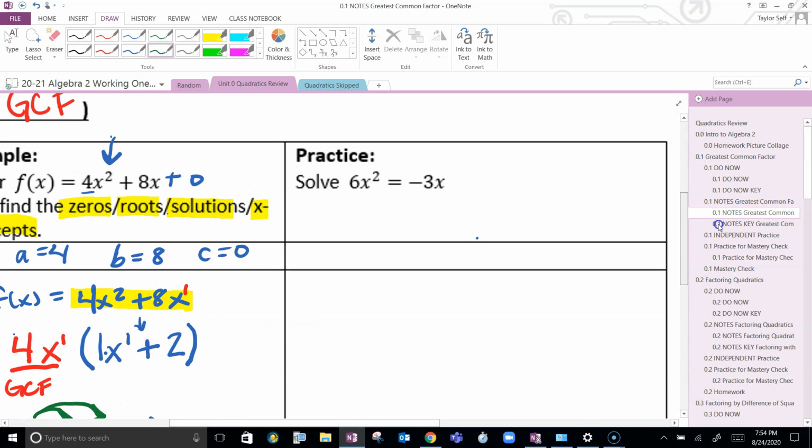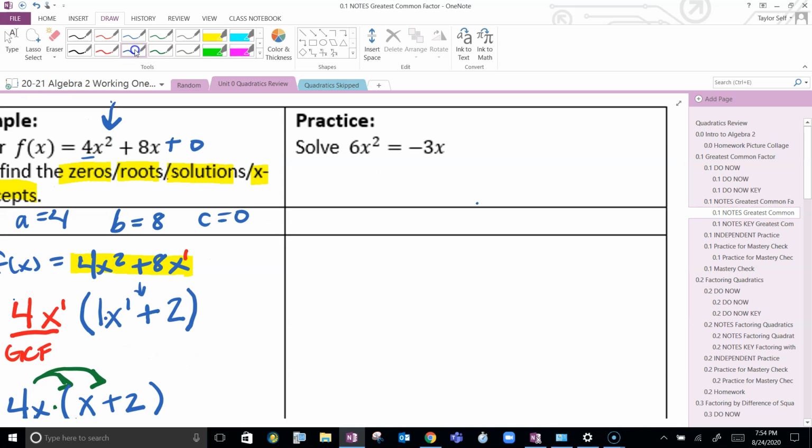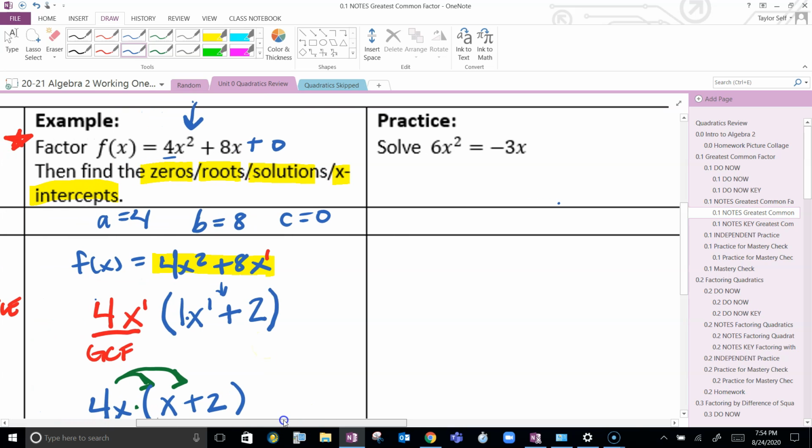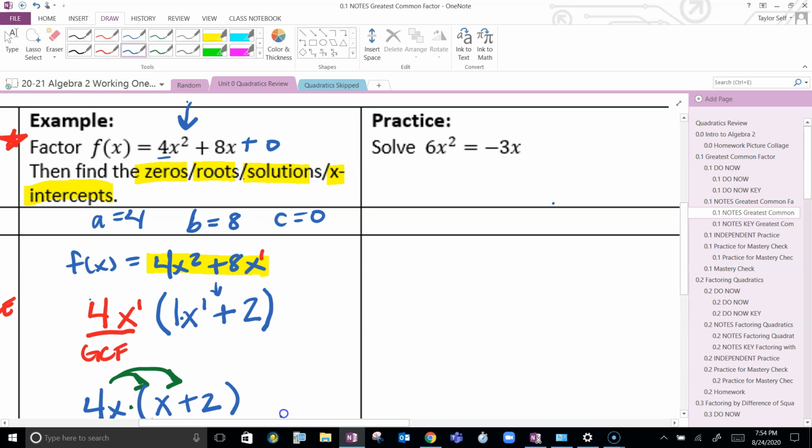Okay, so now we're going to do one more problem before going into a more extended practice. This one's going to be your practice problem though, so get ready. But it looks a little bit different, so let's really quick talk about how it looks different before I get you to try it on your own. So here we had f of x equals 4x squared plus 8x, right? Now we have 6x squared equals negative 3x. Something looks different.